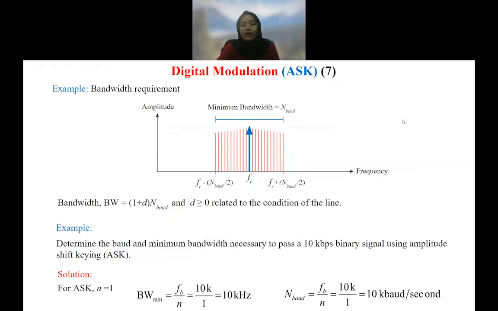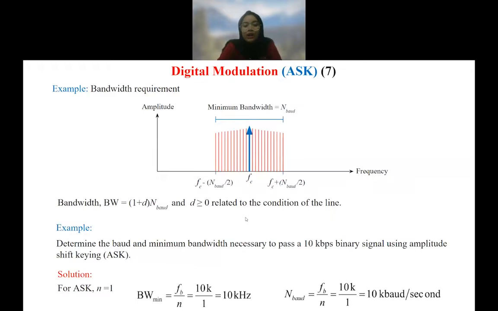I'm going to explain the example of bandwidth requirement. From the graph, we can see the minimum bandwidth and the boundaries of the graph. The condition of the line is BW equals (1 + d) times baud, and also d is more than 0. The example given asks us to find the baud and minimum bandwidth necessary to pass a 10 kbps binary signal using ASK.